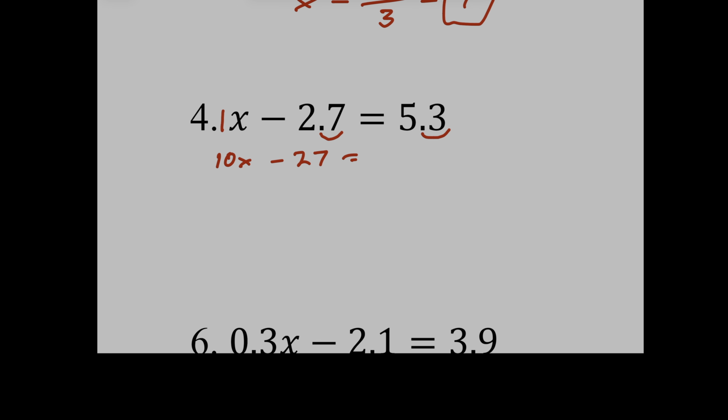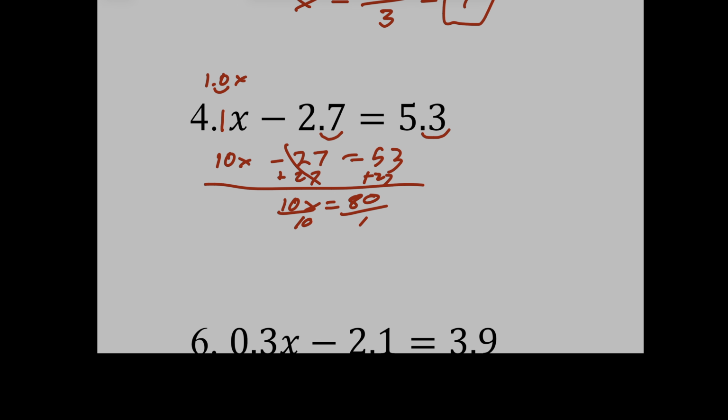equals 53. You can also think of it like this. That's a 1.0x, right? And I moved them over once and got it to the 10. All right, so now I'm just going to get letters on one side, numbers on the other by adding the 27 to both sides. And I get 10x equals 80. And then once I divide each side by 10, I get a nice, pretty 8. If I went too fast for you on that, where'd it go?